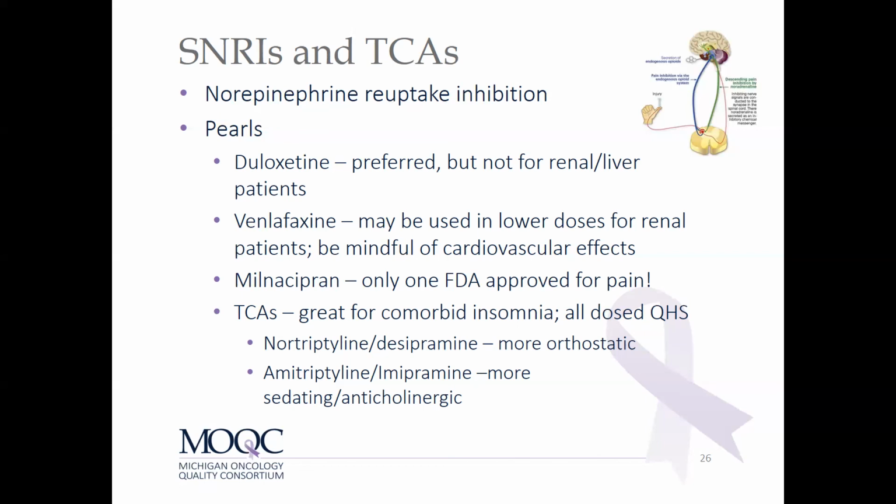Venlafaxine can be used in patients who have to dose reduce for those with renal disease, but it can have pretty significant cardiovascular effects in terms of hypertension and tachycardia. And then milnacipran is actually the only one that's FDA approved for pain. It's very expensive, but if you have patients that for some reason or another do not want to be on an antidepressant, this is technically not classified as an antidepressant on its label.